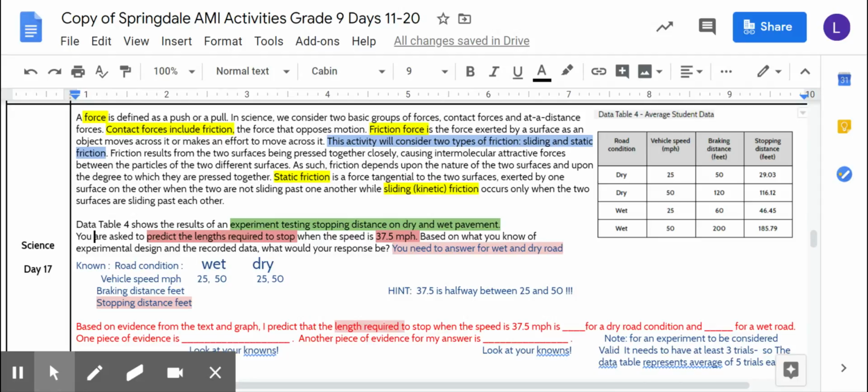I think you've got this. I put in here a little key right here. Look at your knowns. You guys got this.